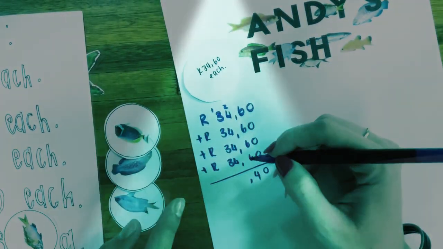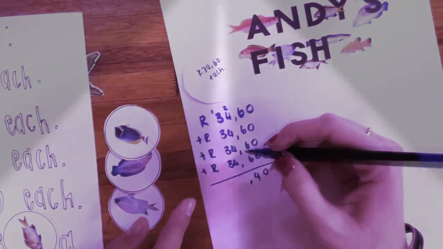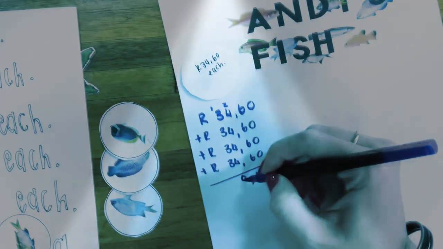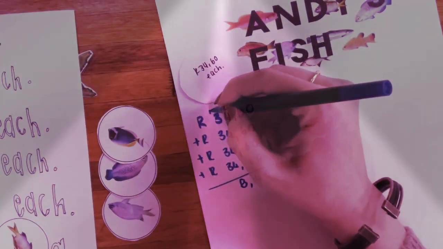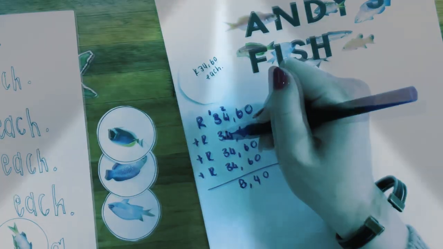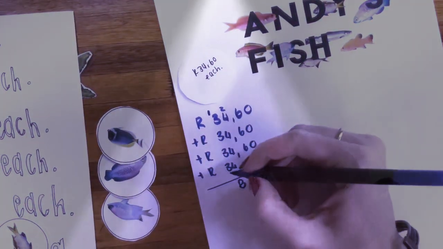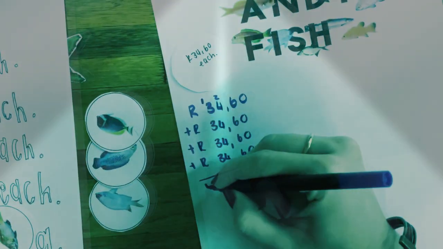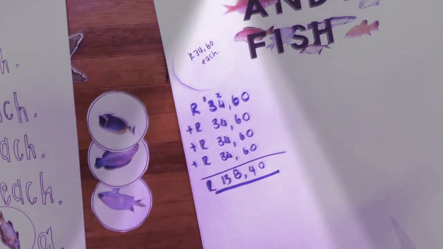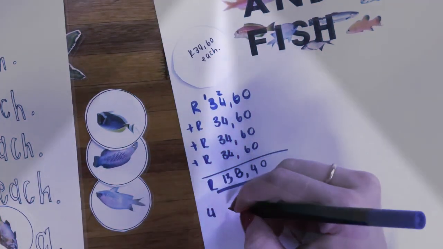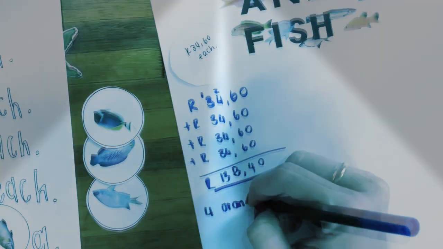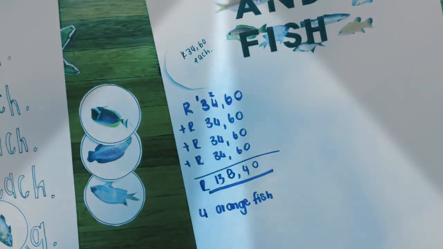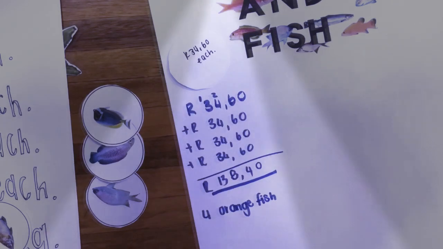4, 8, 12, 16, 17, 18. We add the 1 there. That's 3. Multiplication might have gone quicker. 12. So it's 13. That's the answer for 4. Well done. Okay, then we're gonna do 3 blue fish.